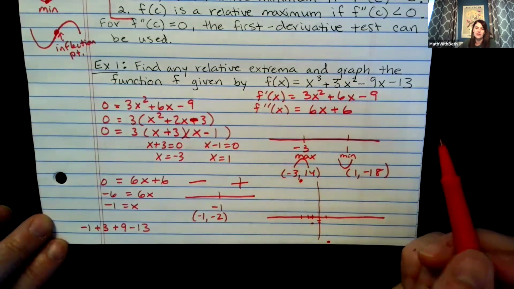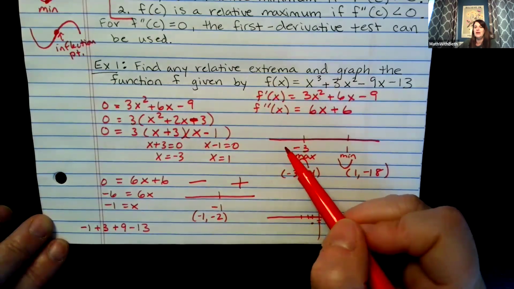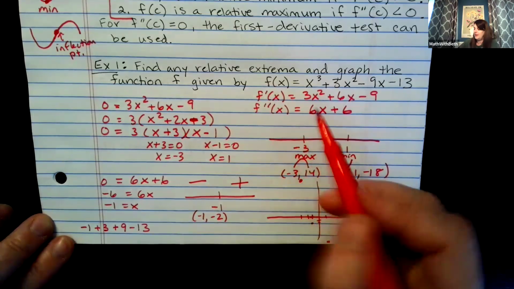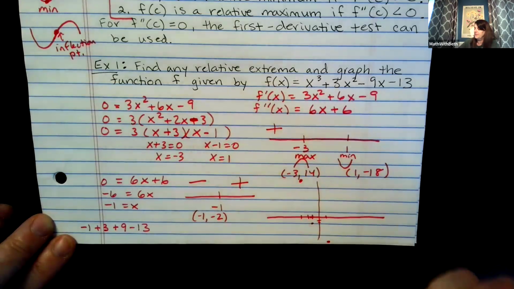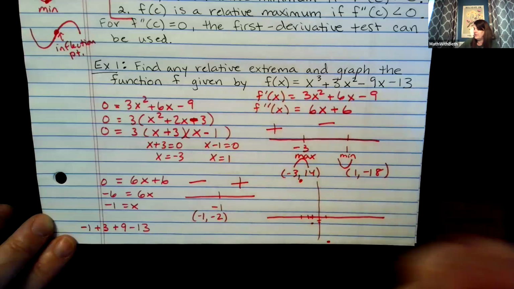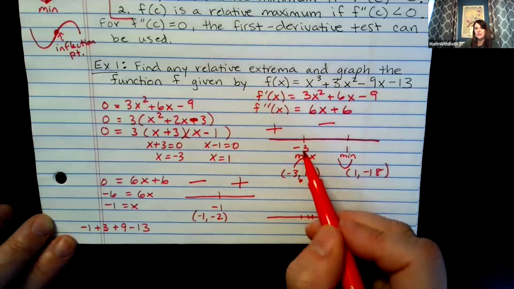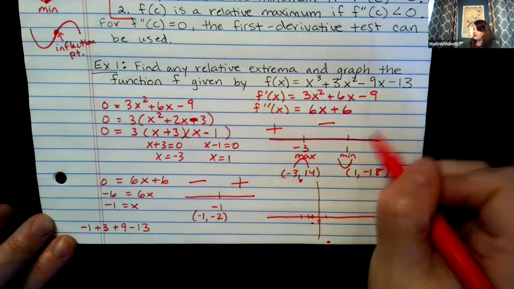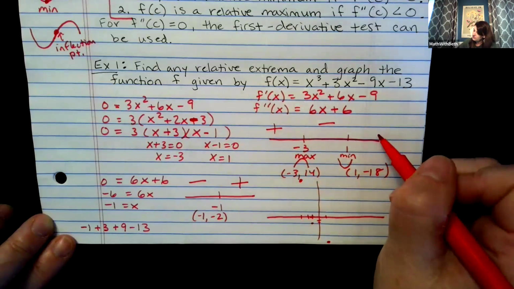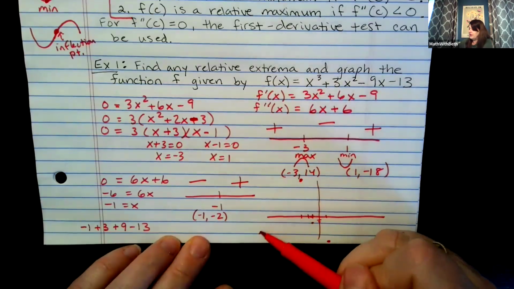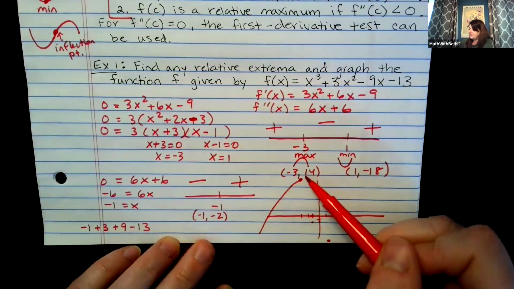So plugging in -4 would give me a positive. Plugging in 0 would give me a negative, and that makes sense because we knew that this should be a max, so it should be going up and then down. And plugging in something like 2 would also give me a positive. So I should be going up to here.